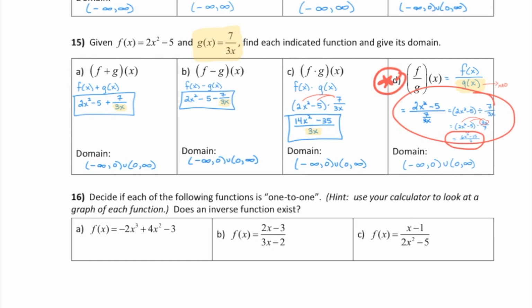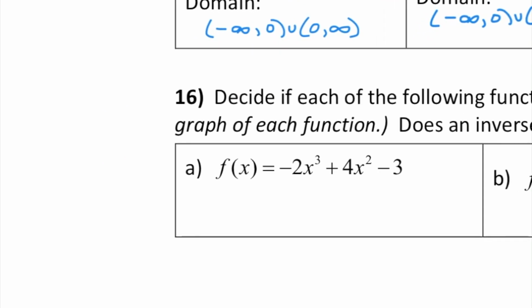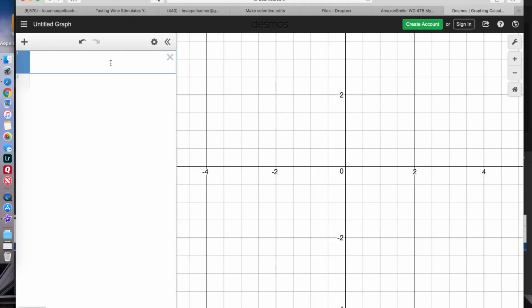Now, for these last 3 problems, you want to graph them. And remember that the question is asking if it's 1 to 1, and you can't compute the inverse of a function if it's not 1 to 1. 1 to 1 means that it's a function, therefore it passes the vertical line test, and it passes a horizontal line test that works the same way as a vertical line test. This is number 16, and really all I want to do is decide if the functions are 1 to 1 based on the horizontal line test.